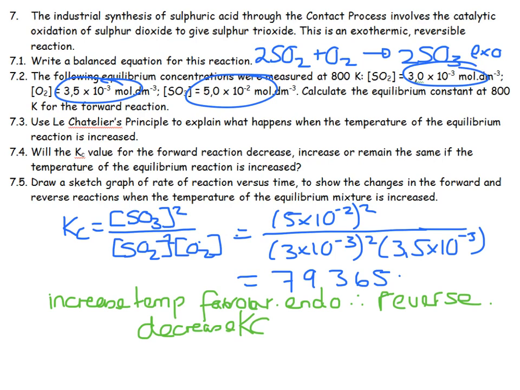What happens to the equilibrium? I will favor reverse. Will the Kc value for the forward reaction decrease, increase, or remain the same? Well, since I've got less product, I'm going to decrease my Kc value. And then it says, draw a sketch graph of the rate of the reaction versus time to show the changes in the forward and reverse reactions when the temperature is increased. It's going to end up going faster.